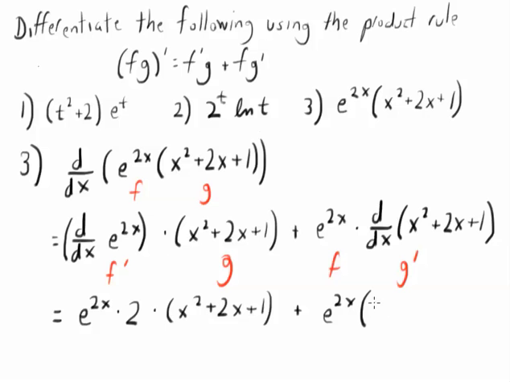And now we have to differentiate this polynomial. Derivative of x squared is 2x. The derivative of 2x plus 1 is just the slope of that linear function. That's 2. And there's our derivative. So there are 3 examples of how to differentiate using the product rule.